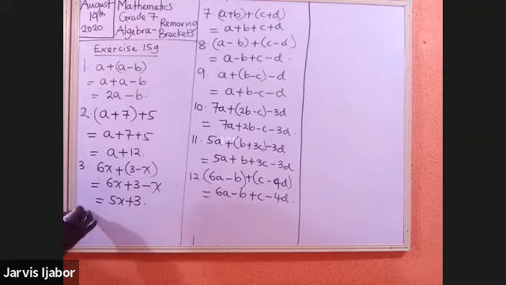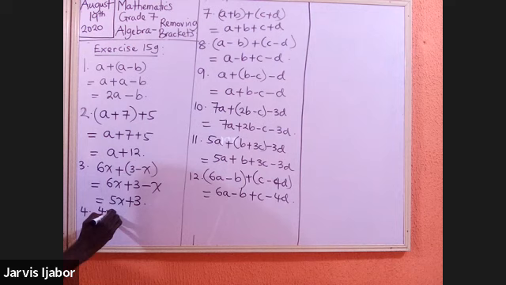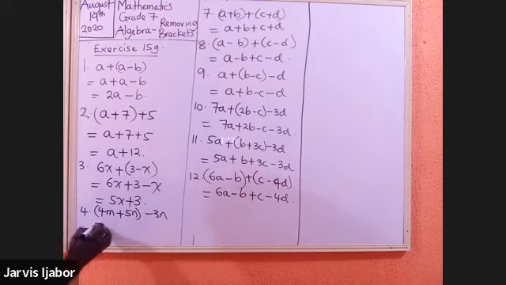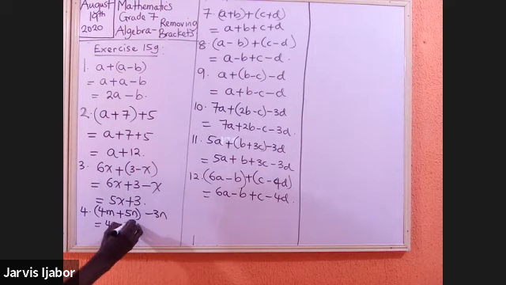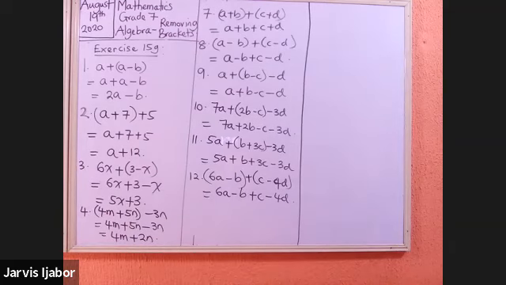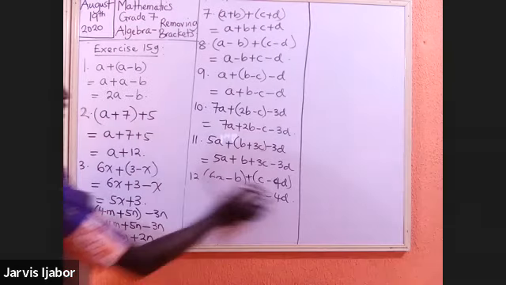Now question 4. In question 4, we have 4m plus 5n, brackets minus 3n. So this will give me 4m plus 5n minus 3n. These two can subtract, and this will be 4m plus what? 2n. So please check your work, check your work.